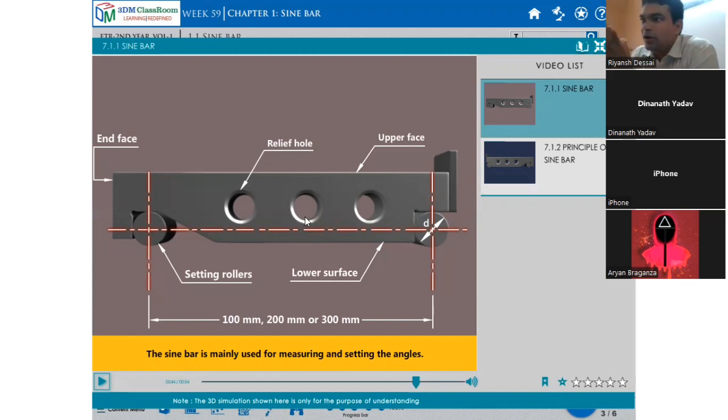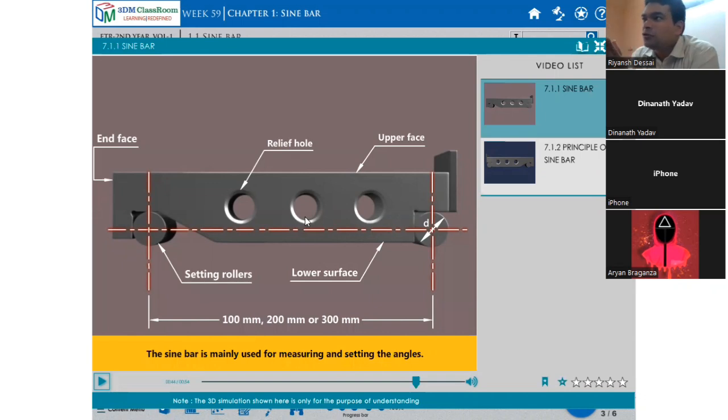So to measure angles we have three instruments: a normal protector, then the bevel protector, and the third instrument is the sine bar. This you should know. The sine bar is used to check and measure the angle, or we can set any required angle. Now how does it measure a block like this? This instrument works on the trigonometric ratio, the sine ratio.